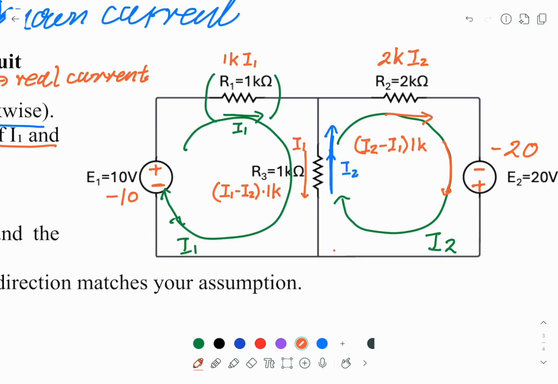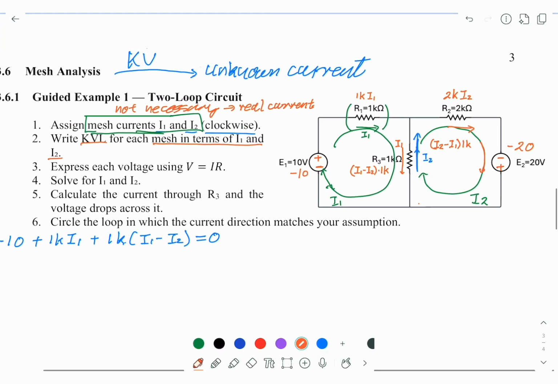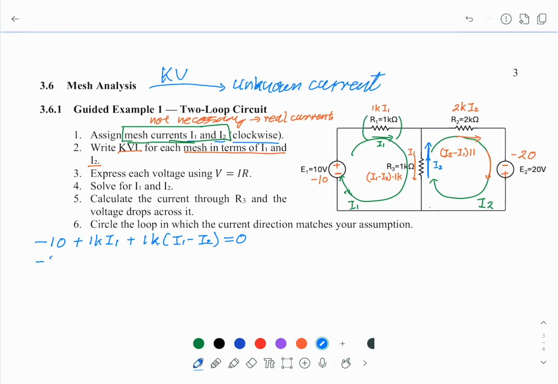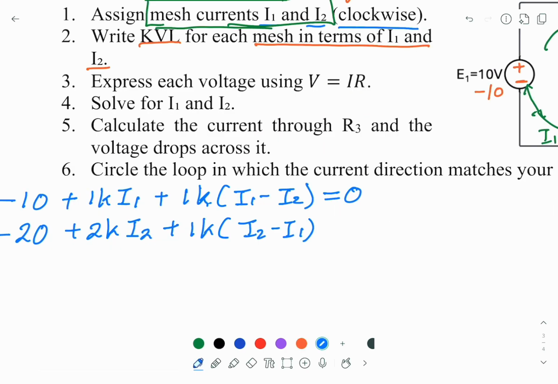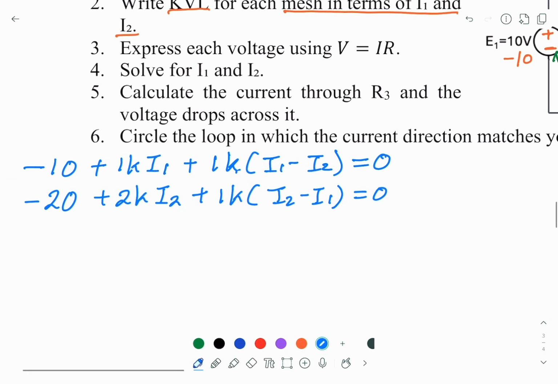Again, we have three terms, and the sum of these three terms must equal 0. This is what KVL says. Let's write it down: minus 20 plus 2k I2 plus 1k (I2 minus I1), and this is equal to 0. Now I can call this equation 1, equation 2. Next, I will tidy up equation 1 and equation 2.